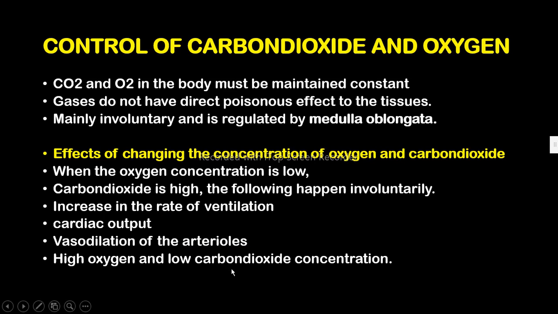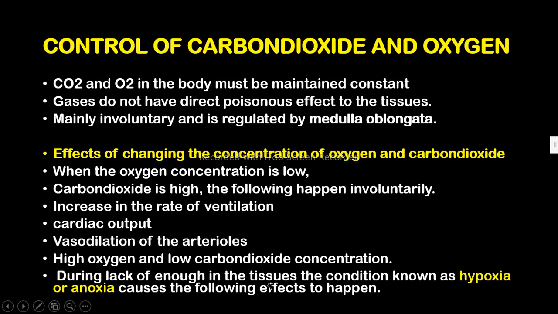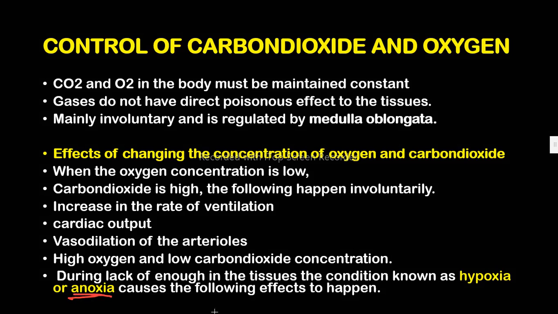Then, with a high concentration of oxygen and low concentration of carbon dioxide, where there is a lack of enough oxygen in the tissues, all this will lead to an increase in oxygen in the tissues and a decrease in carbon dioxide in the tissues. Now, lack of oxygen in the tissues, the condition is known as hypoxia or anoxia. Okay? So the hypoxia is here, though you cannot see it. Or you can call it anoxia.